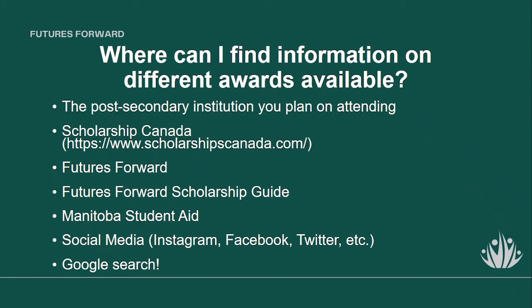Next question is, where can I find information on different awards available? So you should start looking at the post-secondary institution you plan on attending. On their specific websites, they'll have an area that is dedicated to just different kinds of awards that are out there. So there'll be some internal awards, so awards that the university will be giving out, as well as external awards, so awards that are available for everyone to apply to. Your post-secondary institution will have loads of information on their website about that.